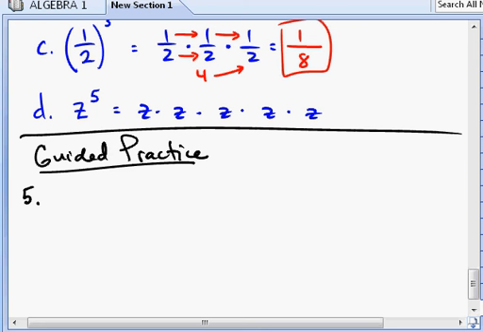Five's a little confusing. Just try to realize about 5, there's no refreshments on 5, okay? When you read 5, there's no drinks.